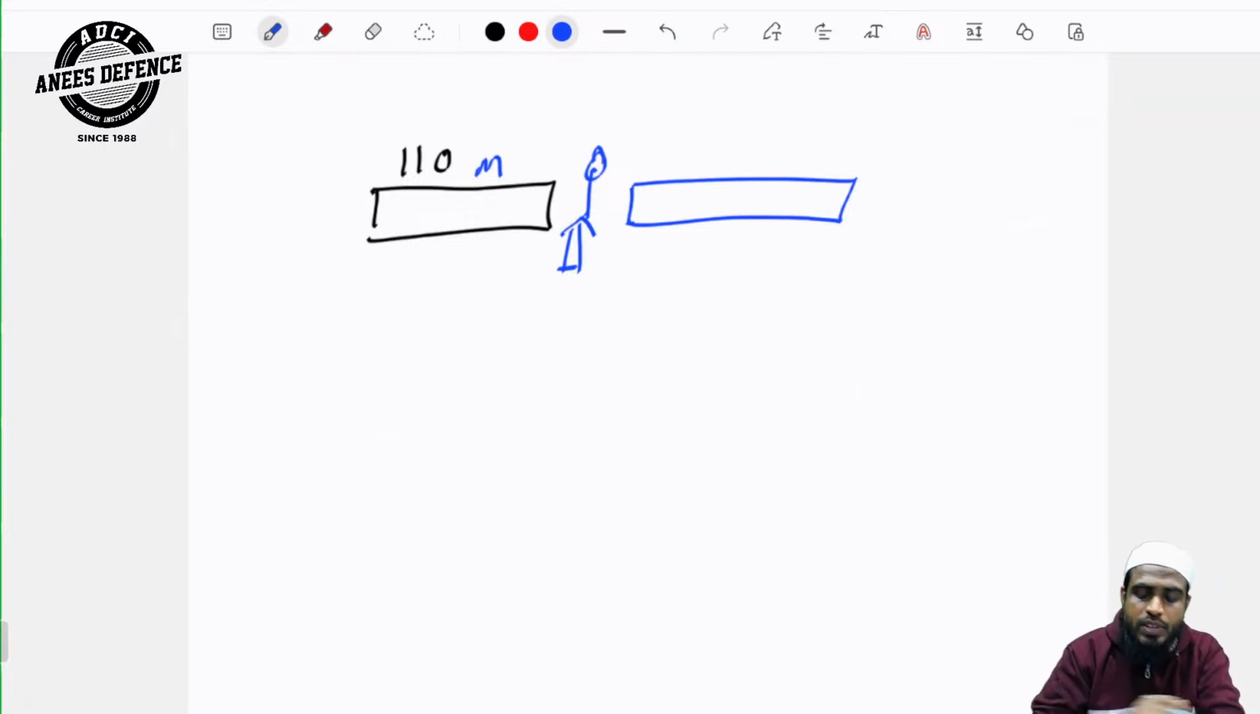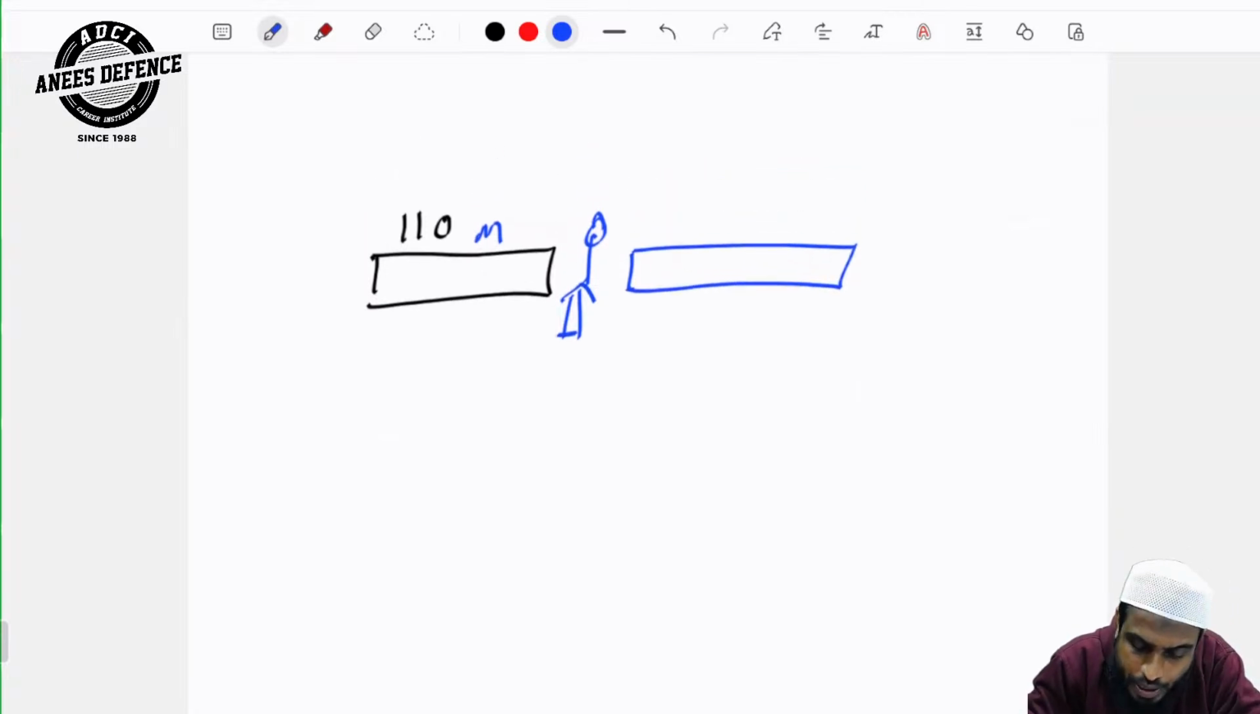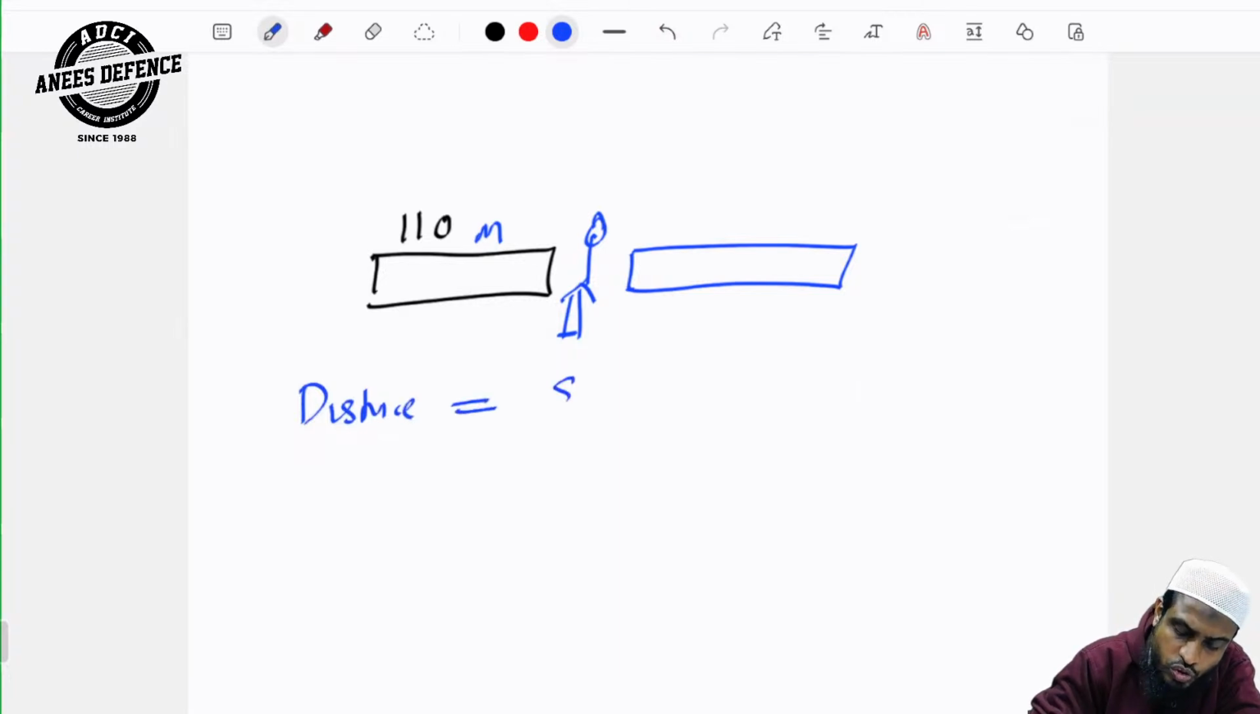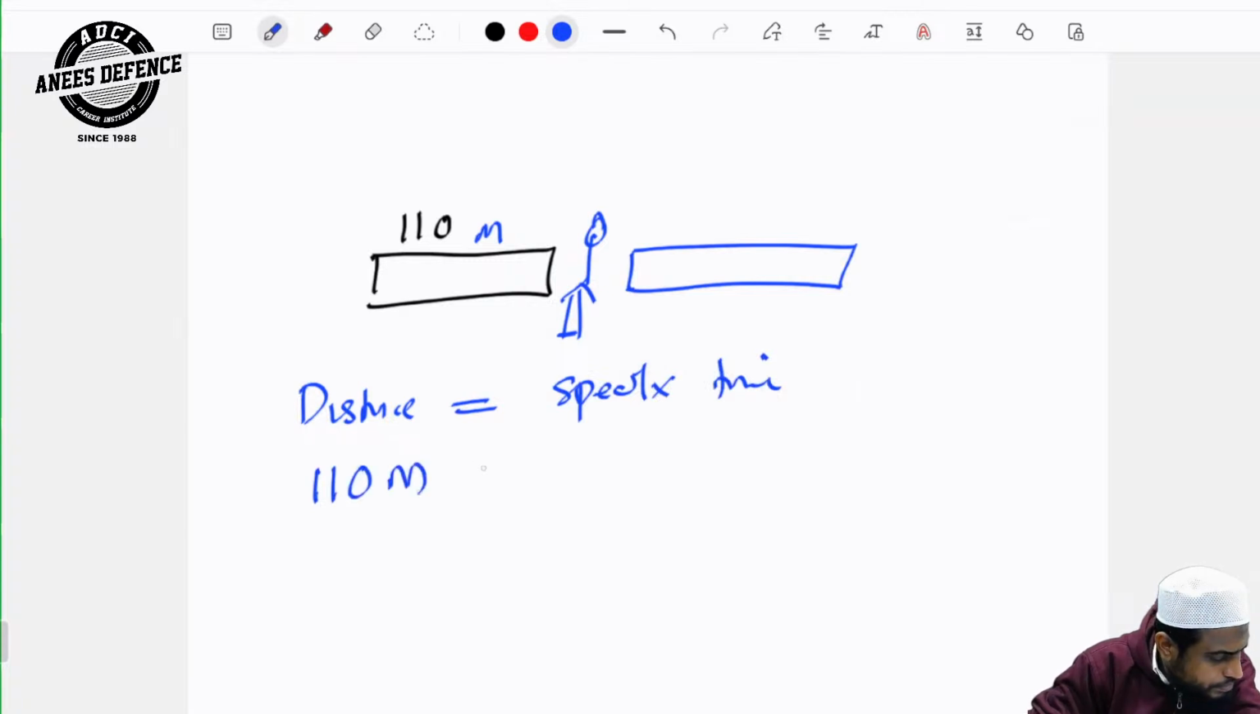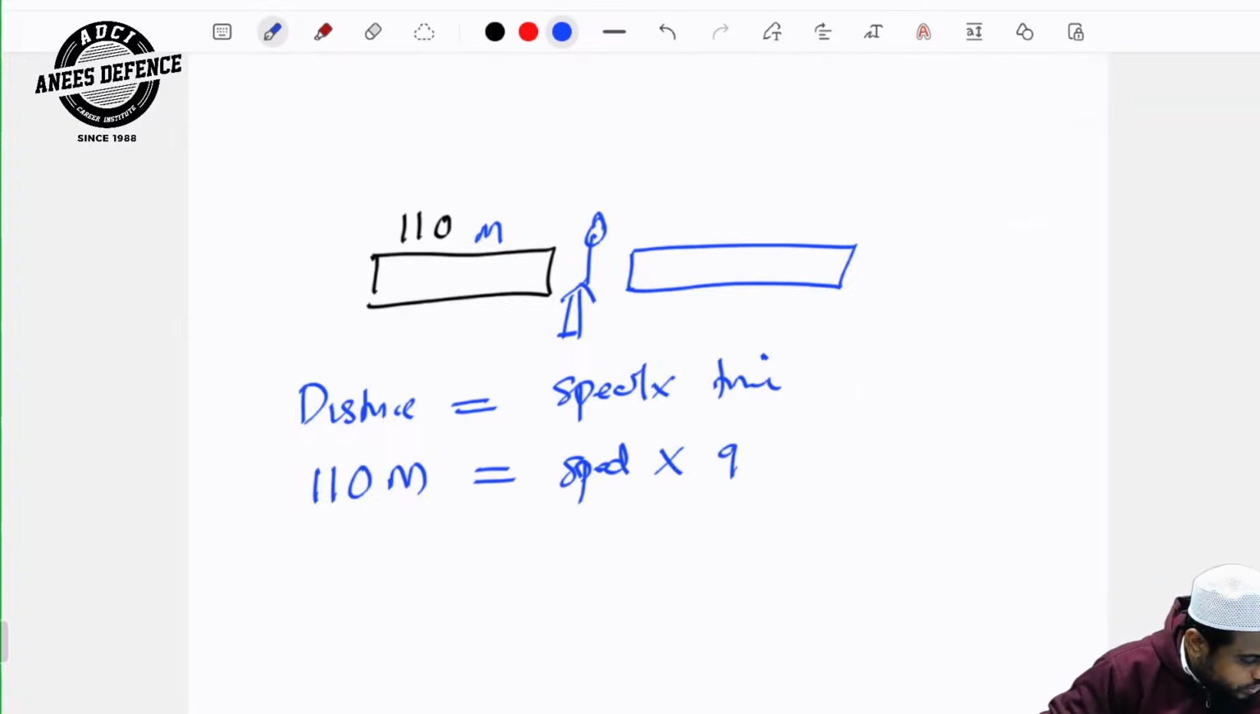So here only a man is there. So if the train wants to pass the man, no need to bother about the platform. So here normally this formula we can use: distance is equal to speed into time. Here the distance is 110 meter. Speed we don't know. Speed into time, how much? It is given as 3 seconds.